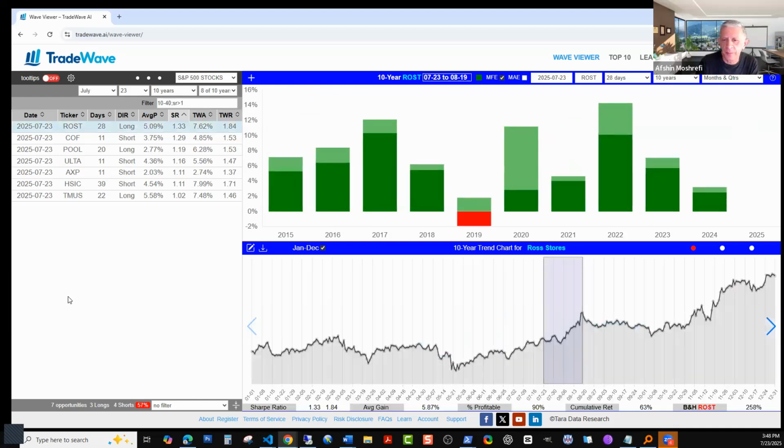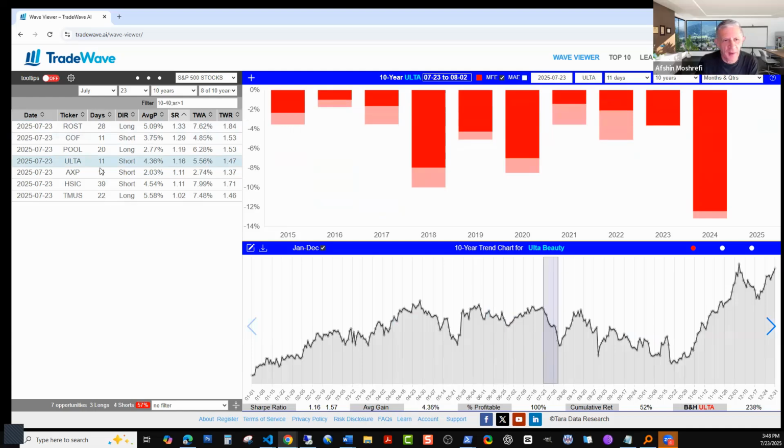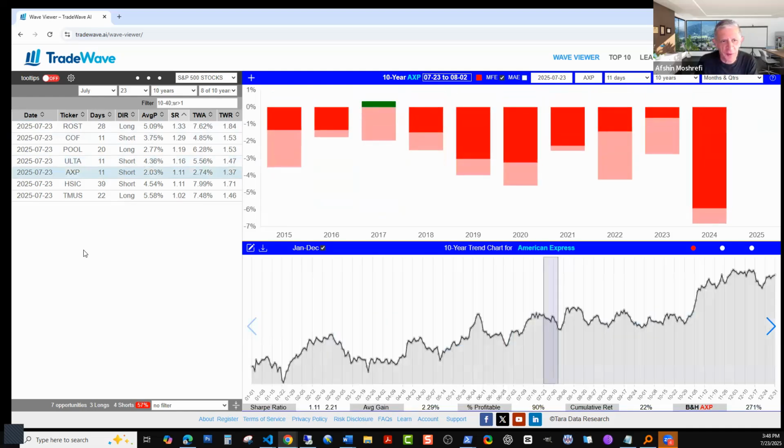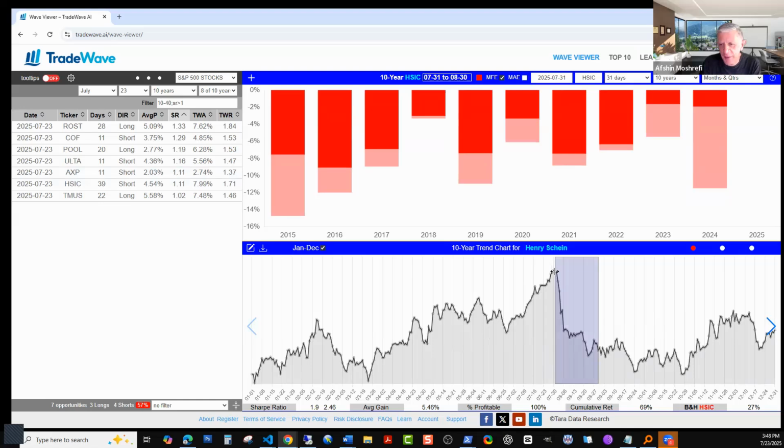Here's Ross Stores, Sharpe ratio of 1.33. But look at this. We have several short opportunities listed. This time of the year, short opportunities start showing up, especially when we get closer to September. Oh, look at this one. There is a major drop here on Henry Schein. Maybe even better if you wait a little bit till right there, end of July.